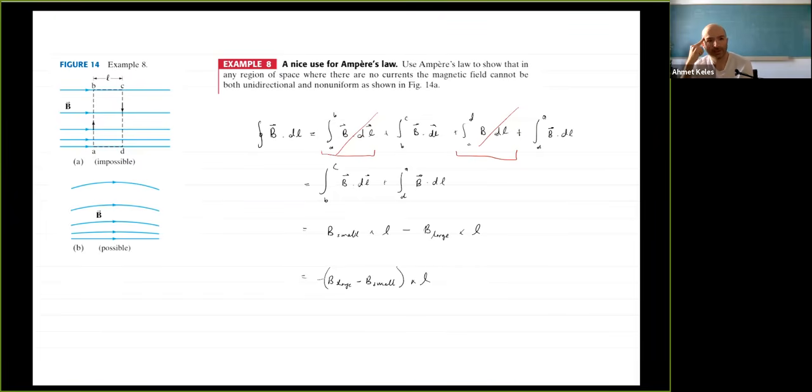So what's wrong with this result? What is peculiar here? No current, but there is magnetic field. Yes, exactly. Thank you. So we found something non-zero. As you can see, this is a large number minus a small number. So this thing is non-zero. L is non-zero. The entire result is non-zero.